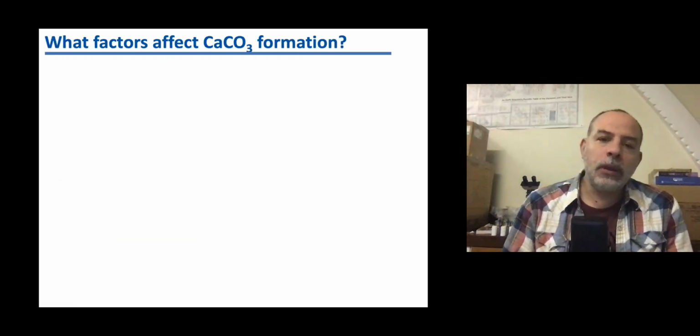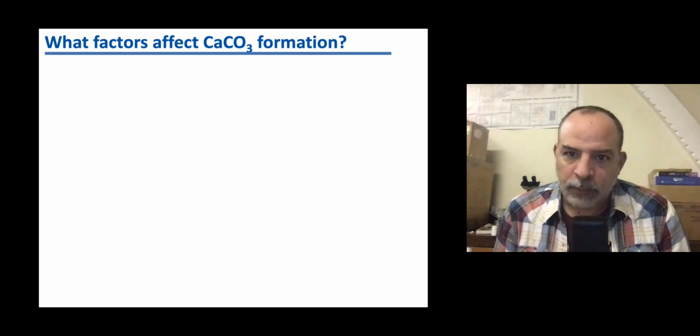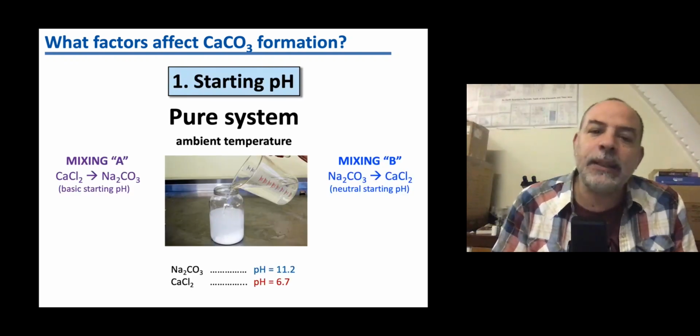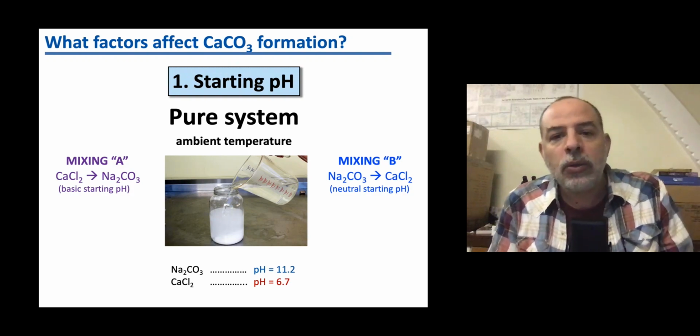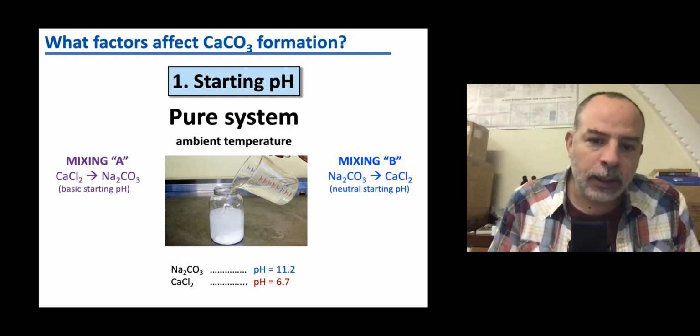Okay. So now I'm going to focus on the main factors that affect calcium carbonate formation. I'm going to give you three main ideas. Okay, the first factor is the starting pH. So I'm going to give you one example with the pure system, with only calcium and carbonate.